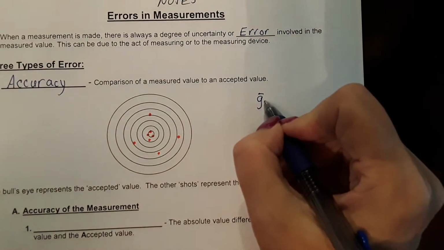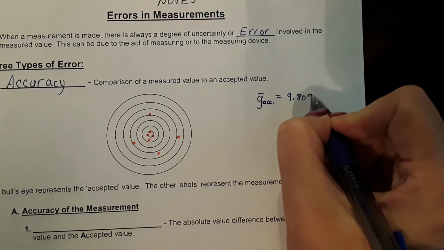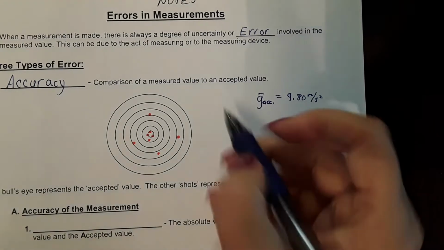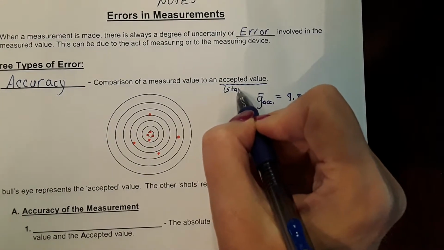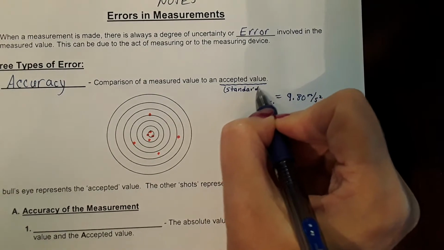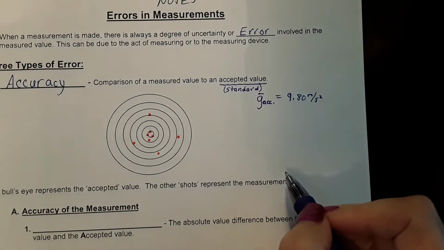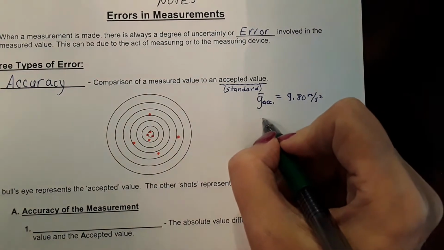Okay? And the accepted value for that is 9.80 meters per second squared, or 9.80 meters per second change in velocity each second. So that is the accepted value, or if you will, the standard by which we compare all other measures of acceleration due to gravity. Okay? Now, let's suppose that you're in a lab and you want to take a measurement of the acceleration due to gravity. And let's suppose you come up with some measures.